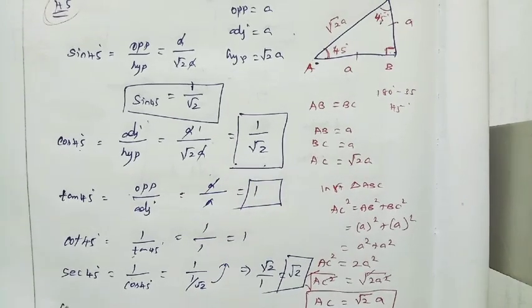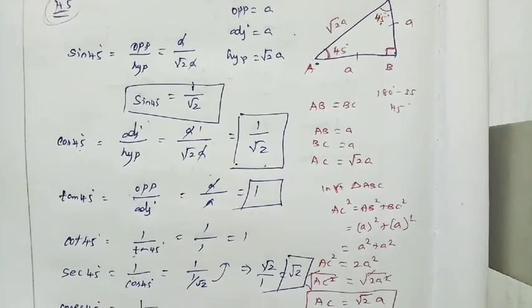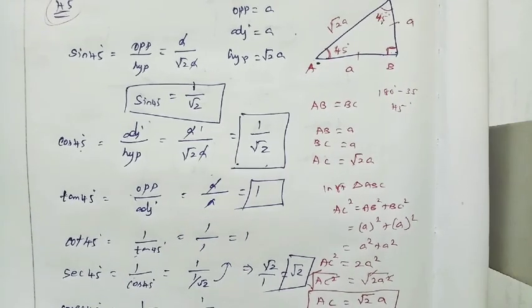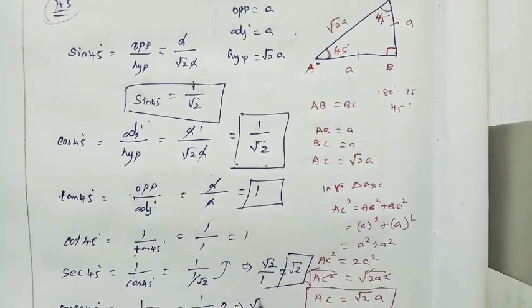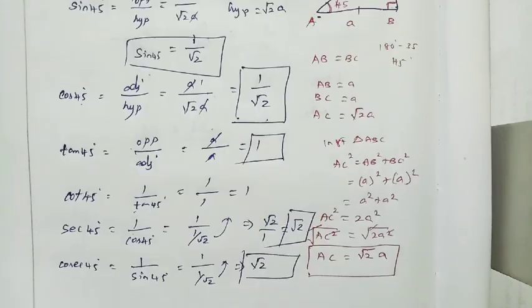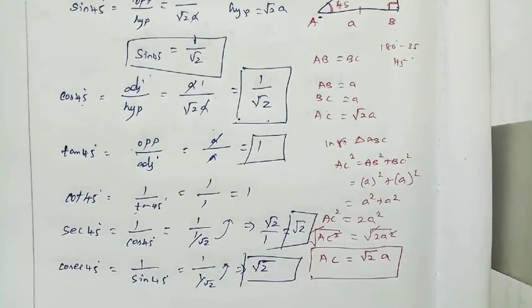Same like that, cosec 45 degree also. Cosec 45 degree is 1 by sin 45 degree. So 1 divided by 1 by root 2, taking it to the numerator, it will be reciprocal. So root 2. So cosec 45 degree is nothing but root 2. Understood?